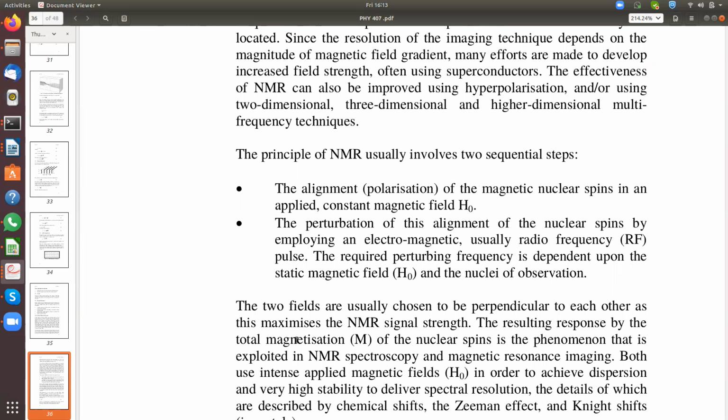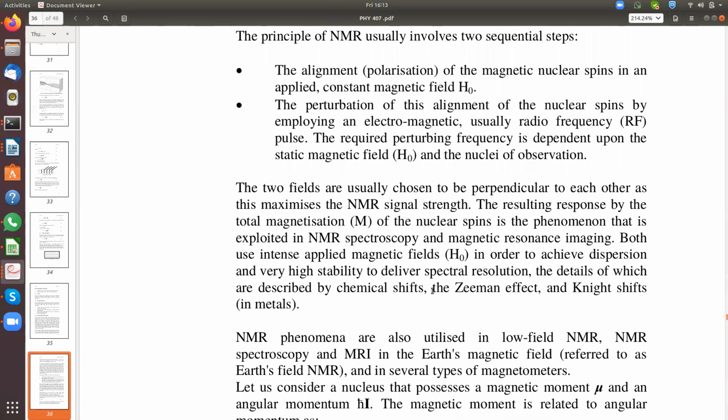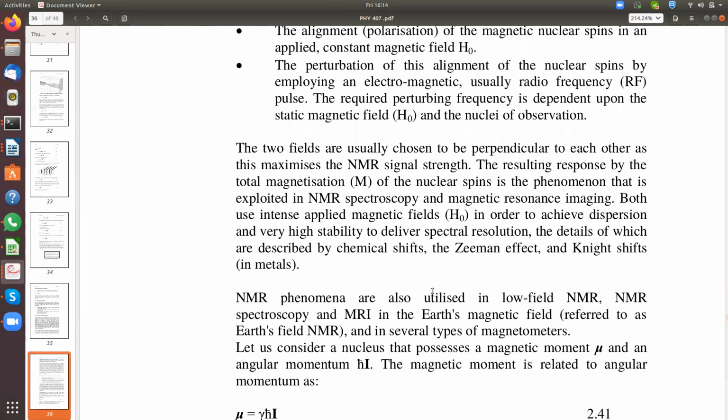So now, the principle of NMR usually involves two sequential steps. One, the alignment of the magnetic nuclear spins in an applied constant magnetic field H naught. Two, the perturbation of this alignment of the nuclear spins by employing an electromagnetic, usually radio frequency, pulse. The required perturbing frequency is dependent upon the static magnetic field and the nuclei of observation. The two fields are usually chosen to be perpendicular to each other as this maximizes the NMR signal strength. The resulting response by the total magnetic spin is the phenomenon that is exploited in NMR spectroscopy and magnetic resonance imaging.